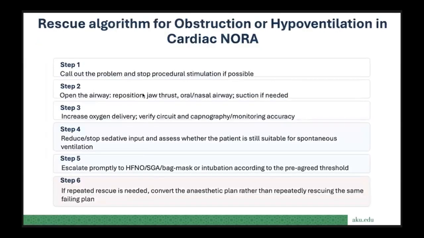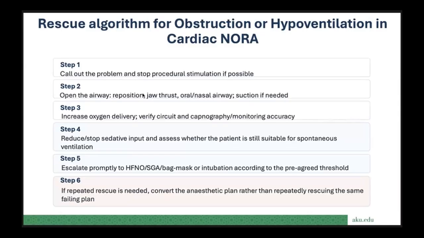So what is the rescue algorithm for obstruction or hypoventilation in cardiac NORA? This rescue algorithm should be thought of as a sequence, but also as a mindset. First, announce the problem, and if possible, pause the stimulation. Second, open the airway with repositioning, jaw thrust, use of adjuncts, and suction.